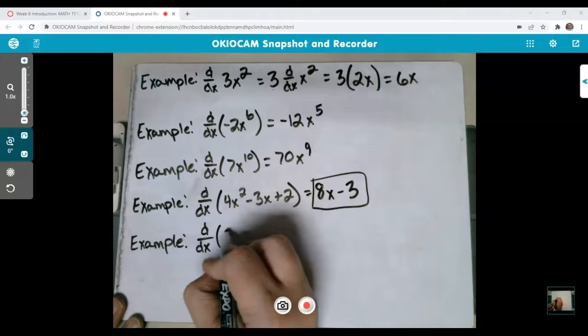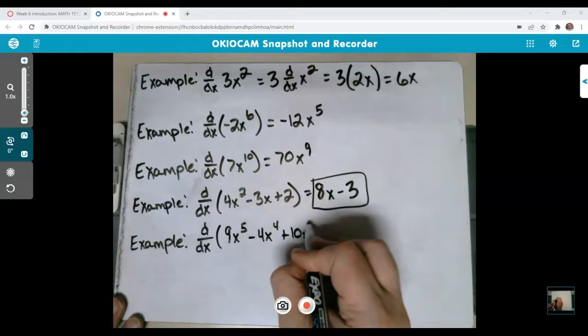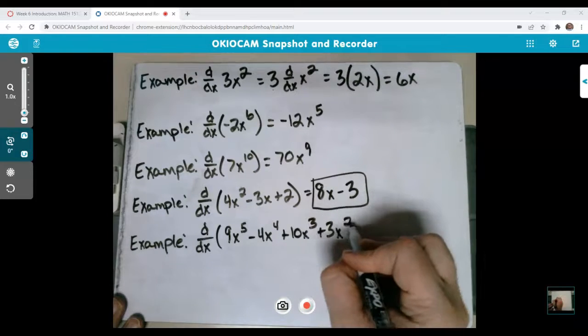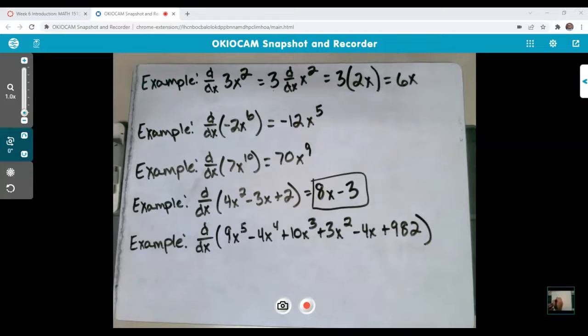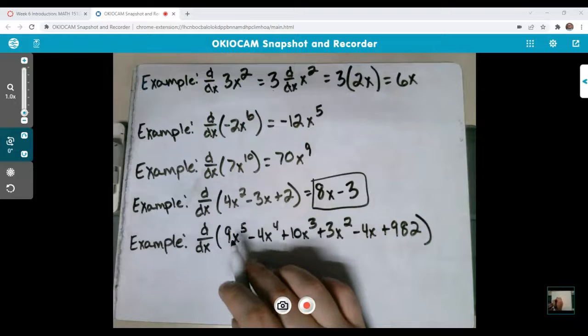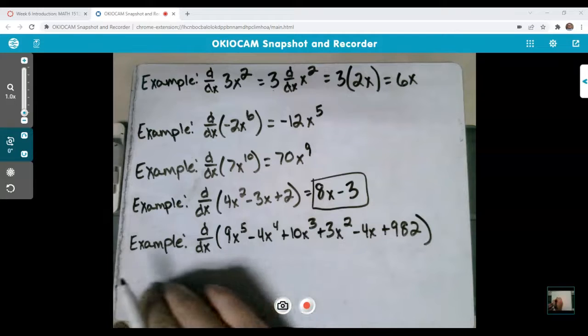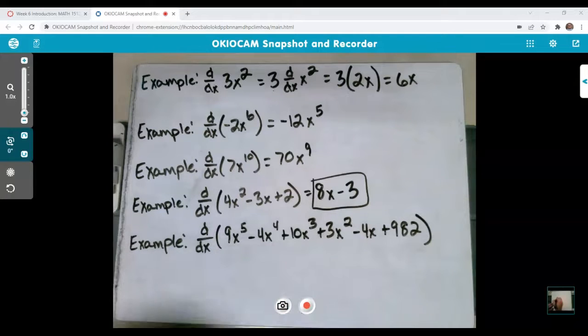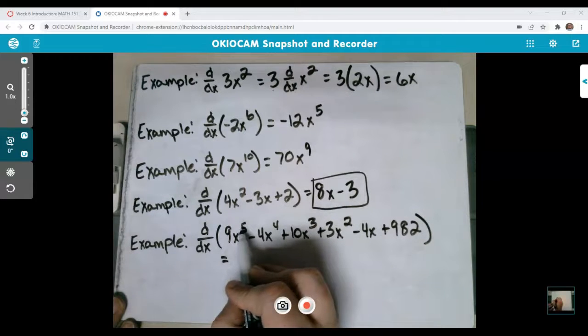Let's do the derivative of, let's do a long one. 9x to the 5th minus 4x to the 4th plus 10x to the 3rd plus 3x squared minus 4x plus 982. So this looks really hard, and if I did this the long way, it would take forever, because I would have x plus h to the 5th, x plus h to the 4th, x plus h to the 3rd, x plus h squared, x plus h. All of that, have to work it out, cross out terms, and it would take a really long time. Using this power rule and every other rule, this actually doesn't take long at all, and we can do this very quickly. So remember, I can bring my power down to the front.